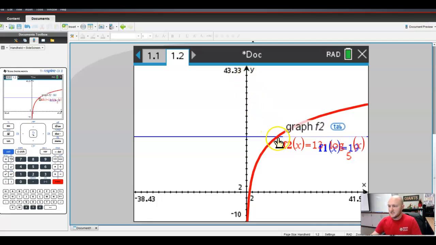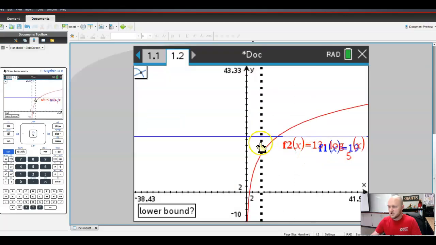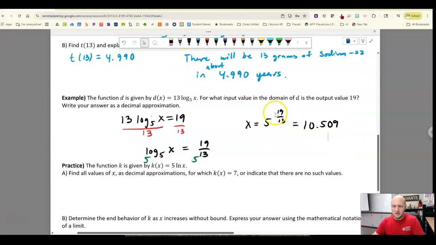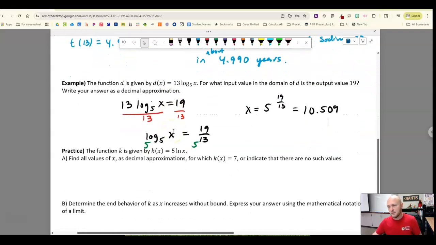Hit x, and ta-da, that's where they touch. So there's my answer. Menu, analyze, intersection. Click, click, and there you go, 10.509. So, two different ways. You could do that one algebraically or graphically. I guess you could do the same thing here, but that might be more nasty. I'm not as in favor of doing example 1 that way.